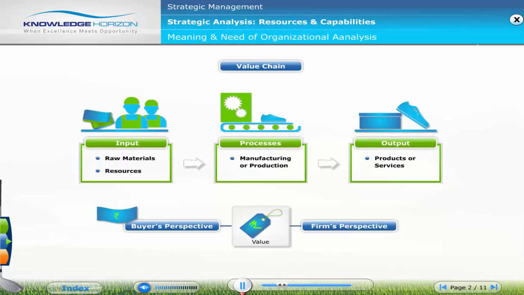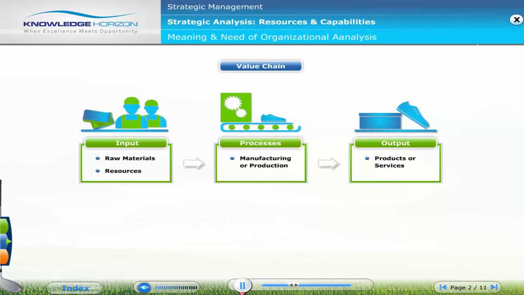The amount which buyers are ready to shed for purchasing a product or service decides its value from the buyer perspective. The cost incurred by a firm to produce and deliver any product or service, along with the firm profit margin, decides its value from the firm perspective. The activities carried out by the firm to produce products or services represent the firm value chain.